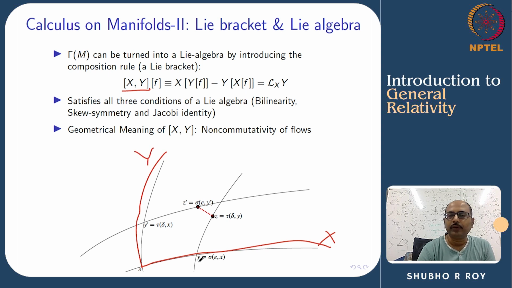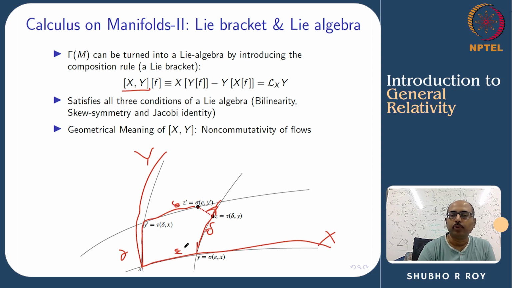Now consider the situation that you flow along from this point along the integral curve of x, or the flow generated by x, by an amount epsilon. As soon as you get to this point, you flow along the flow of y at this point by an amount, flow parameter, delta. And then you do the reverse thing. First you flow along the integral curve of y by an amount delta, and you reach some point, which I'm calling y prime, and flow along an integral curve of x by an amount epsilon.